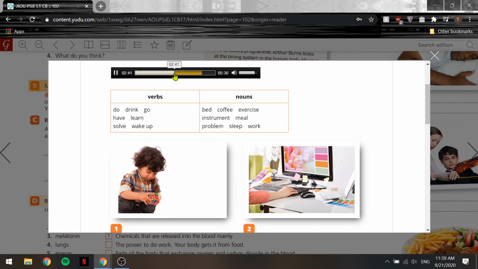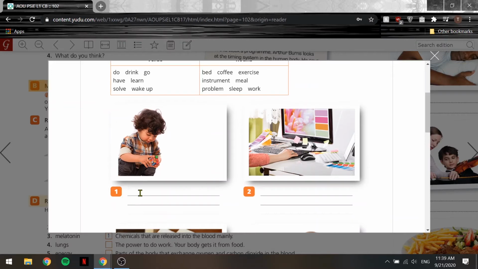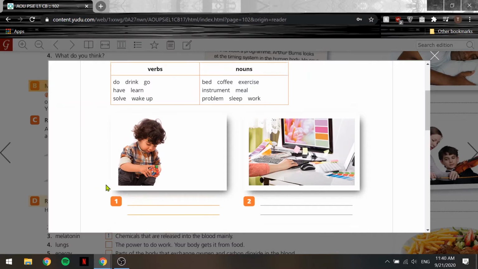Food and caffeine wake up the body. Caffeine is one of the chemicals in coffee and tea. Between 10 a.m. and 11 a.m.